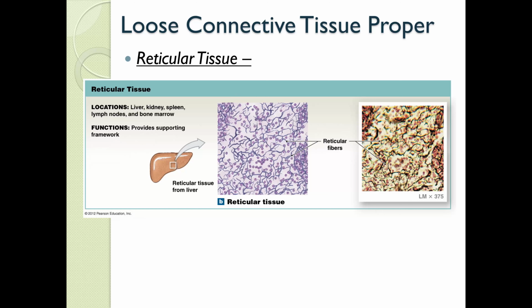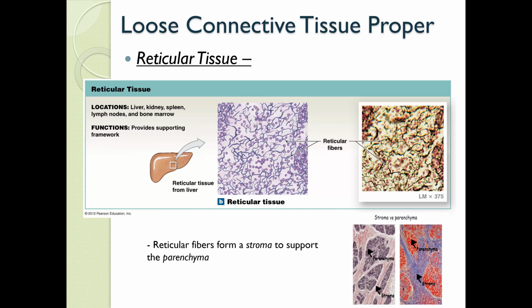The third type of loose connective tissue is reticular tissue. This can be found in a lot of organs like the liver, kidney, spleen, lymph nodes, and bone marrow. And its function is to provide a supporting framework. So we find reticular tissue in organs where we need the cells to basically have a frame on which to stabilize the functional cells. There are two terms associated with reticular tissue. We say that the reticular tissue fibers form a stroma to help support the parenchyma.